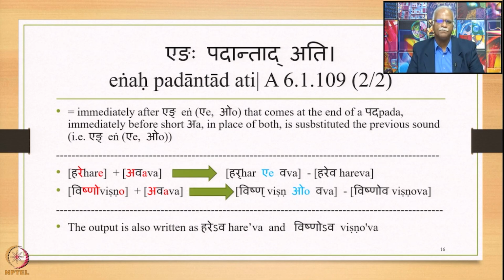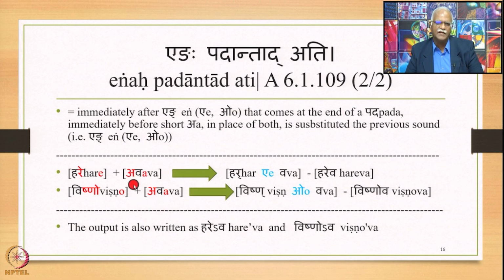This is how Eng Padantat Ati works. If you look at these examples once again, you will observe that when you have Hare plus ava, a followed by a, actually this is an instance of echo yavayavaha. Similar is the case with o plus a. But echo yavayavaha applies generally at the end of the pada as well as in the middle of the pada, anywhere.